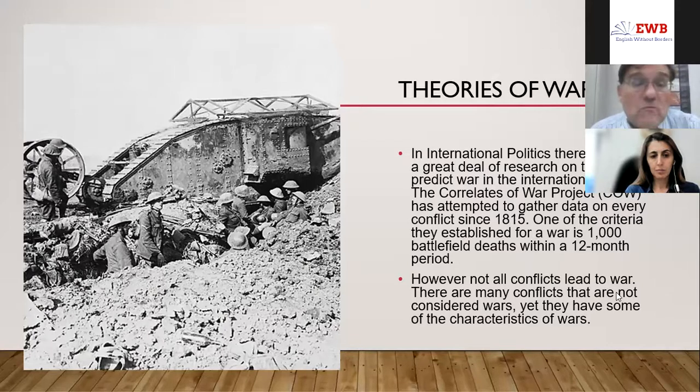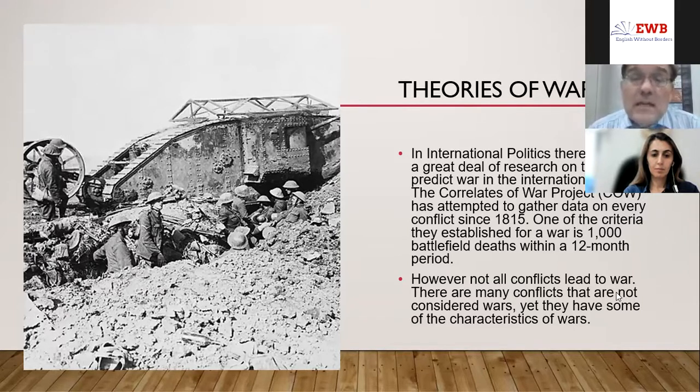So to do that, a group of researchers got together and formed something known as the Correlates of War Project, or COW, if you want just a short version of the name. The function of this research study is to gather data on every conflict since 1815 in an effort to quantify why some conflicts lead to war but not others. Why does war break out in some instances but not in others? In other words, what are the conditions necessary to make war likely?